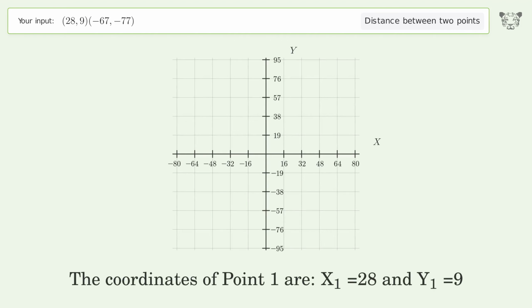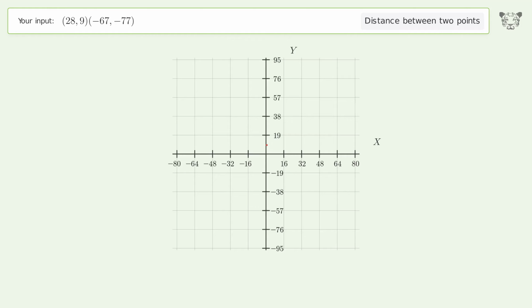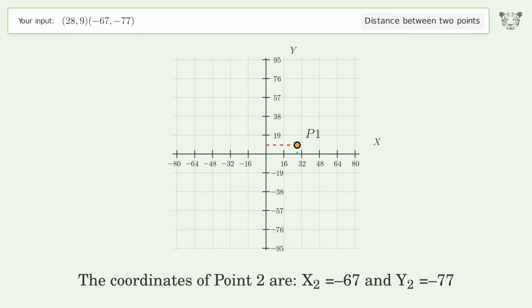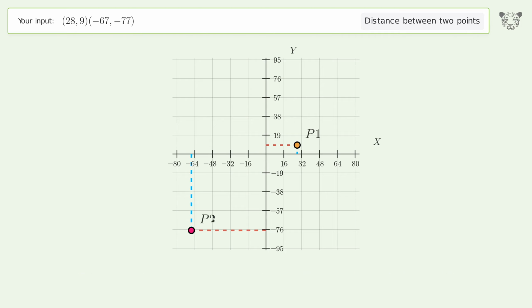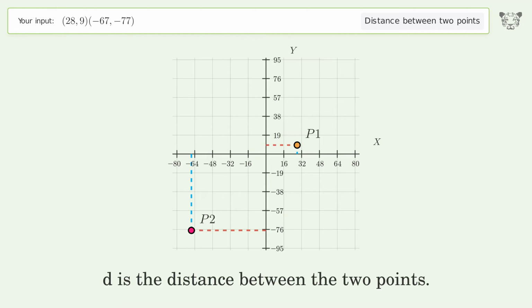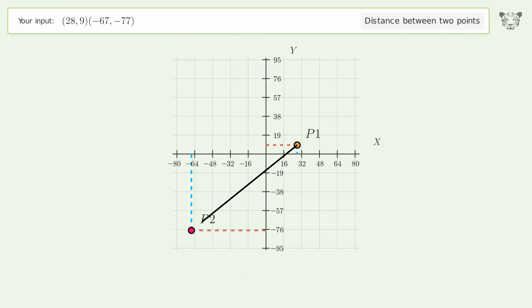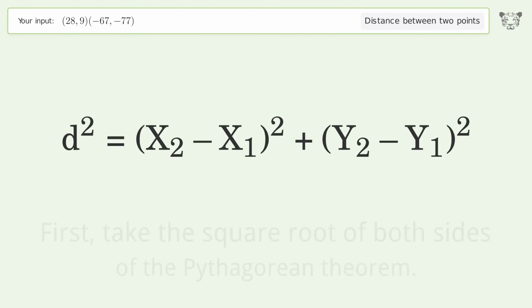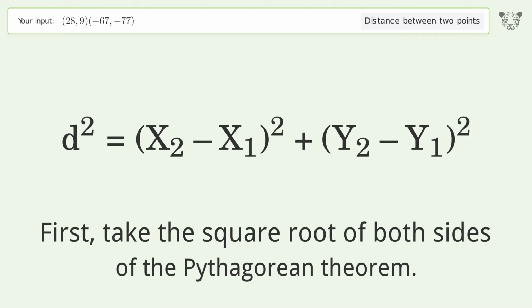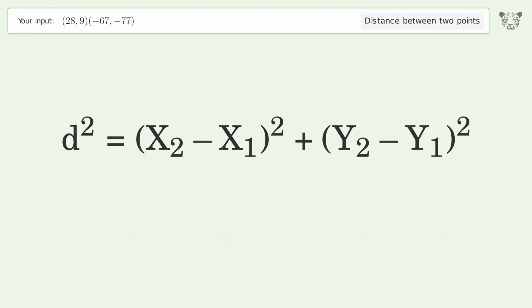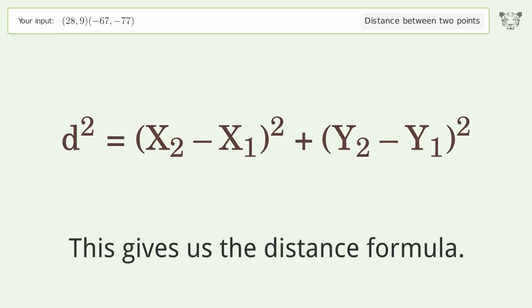The coordinates of point 1 are x1 equals 28 and y1 equals 9. The coordinates of point 2 are x2 equals negative 67 and y2 equals negative 77. D is the distance between the 2 points. First, take the square root of both sides of the Pythagorean theorem. This gives us the distance formula.